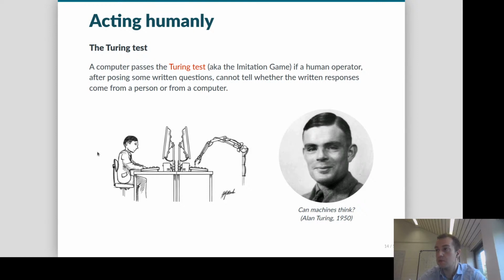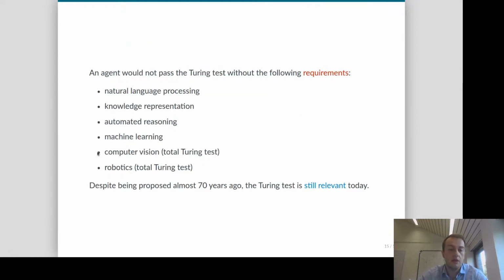Okay, so this is a test which was proposed in the 50s by Alan Turing. It's also known as the imitation game. And I think this is still a good test, because when you think about it, an agent would not be able to pass this Turing test without the following requirements. The first one is that the machine should be able to process natural language, because it will communicate with the person through English sentences or French sentences or whatever, which is natural language. So it should have a way to understand what is meant by these words.